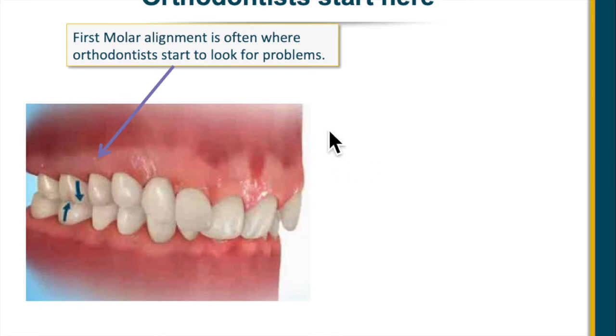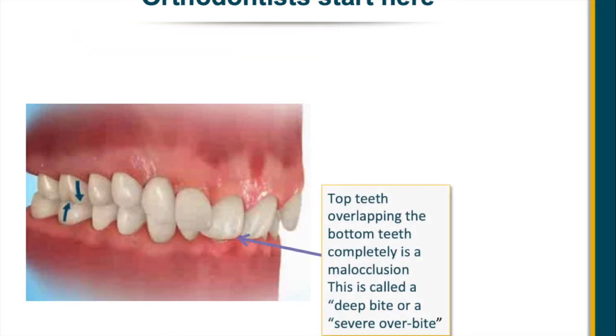So an orthodontist will start in the back by looking at the first molars. These first molars should line up in a certain way, and so the orthodontist will examine those first molars to help determine if the malocclusion is a skeletal problem, meaning it's a problem with the bones of the upper and lower jaws, or if it's just a position of the teeth issue. Obviously, position of the teeth is much easier to fix than problems with the bones.